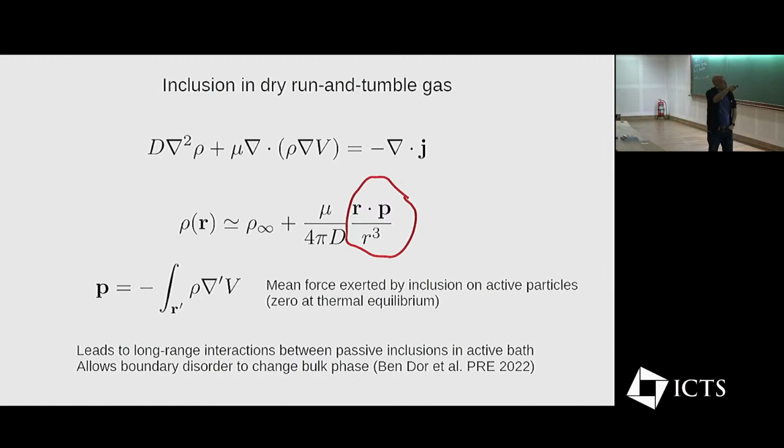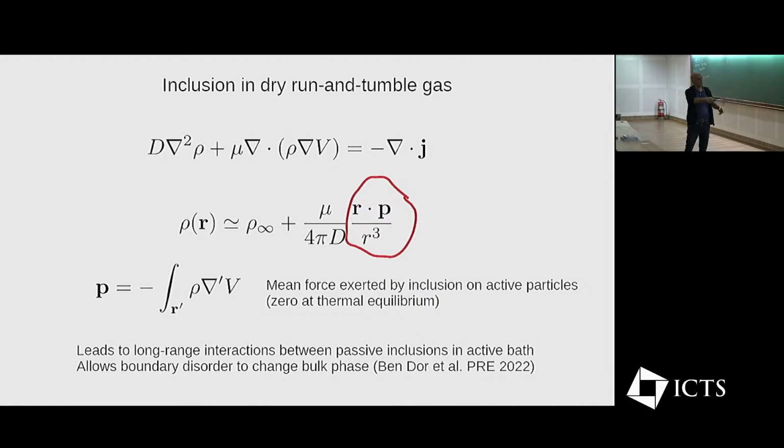The result of this activity is this additional piece. You get a 1 over r squared decay of the concentration governed by a coefficient which is really the mean force exerted by the inclusion on the active particles. If this was thermal equilibrium, that mean force would have to be 0. Okay? And because it's not, you get this interesting decay.